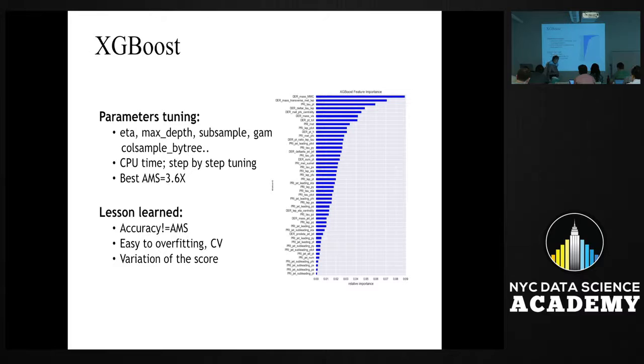Another lesson I learned here is that the importance of features largely depends on whether you're overfitting or underfitting. When you're overfitting, every feature becomes important. If you're underfitting, you only see some features that are important. Overfitting and underfitting can also be seen from that kind of plot.